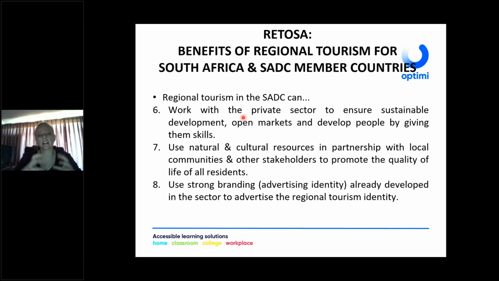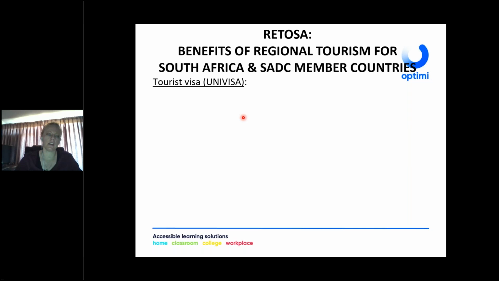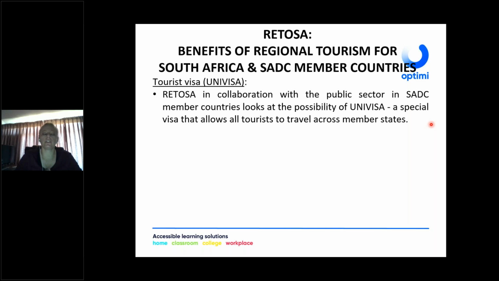So these are the benefits then of regional tourism for South Africa, but also then for the rest of the SADC member countries. The other thing that they are looking at is a tourist visa specifically for these countries and specifically for this region. So Retosha, in collaboration with the public sector in SADC member countries, is looking at the possibility of a uni visa, a special visa that allows all tourists to travel across member states so that it also makes it easier if you are part of the SADC countries then to go to these specific countries with this visa.